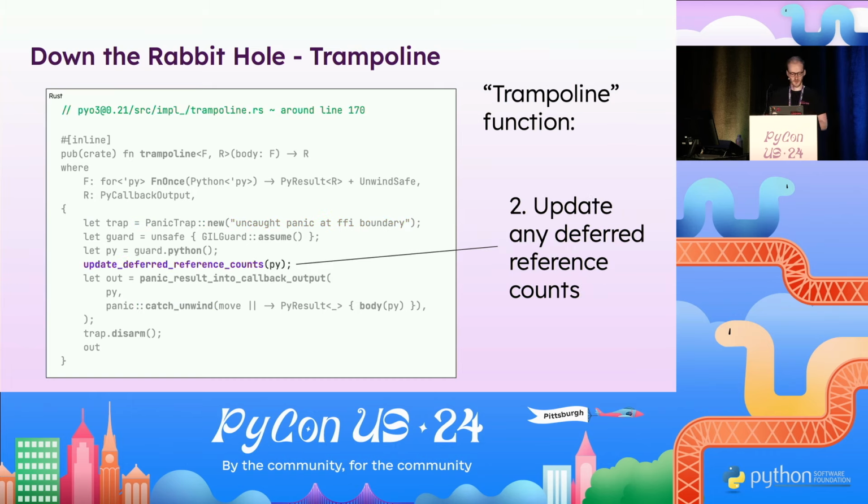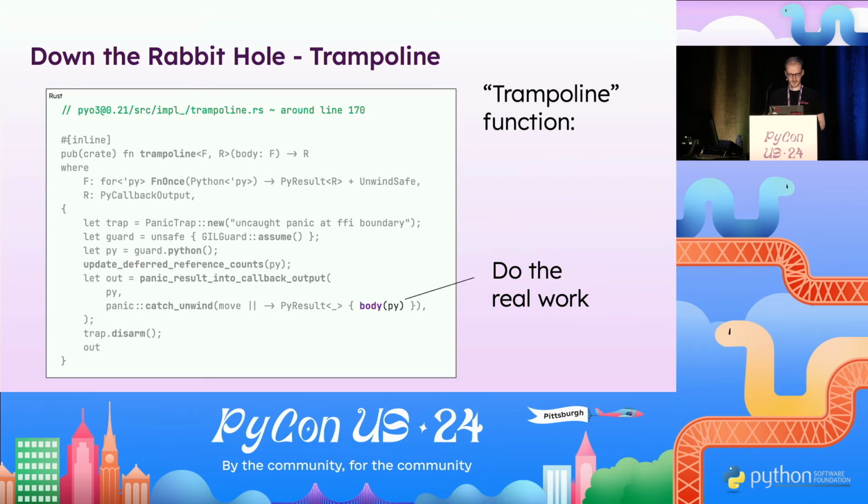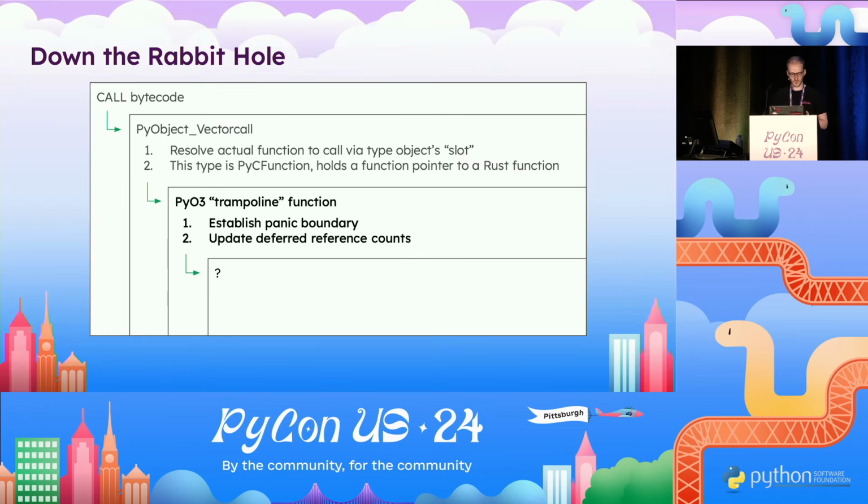Second, as we said, there's a call directly into PyO3's framework to update some deferred reference counts, if there are any. Hopefully, the common case is there are none of these, but it's essential that we get things right, so this framework call might well be there. And then finally, down here, we can move on and do the real work. Let's just recap again. We've gone down the rabbit hole.